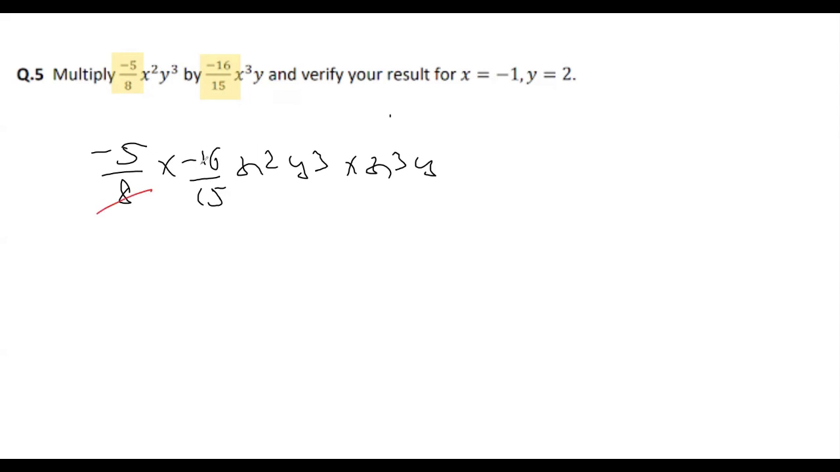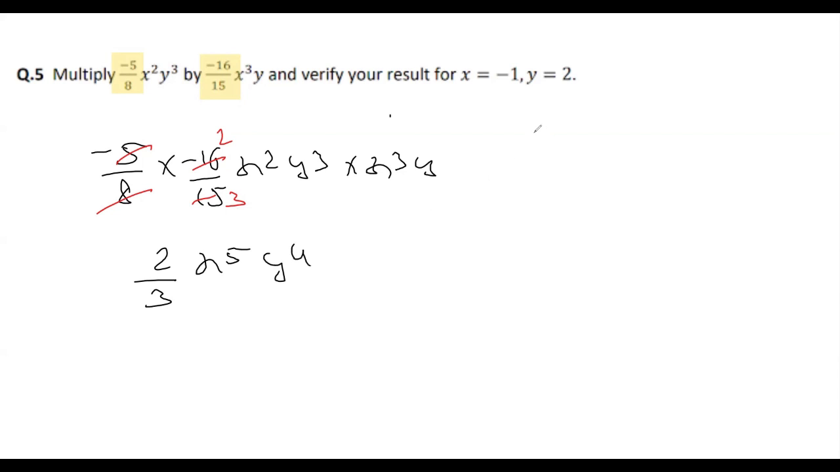Now here we can reduce this number. As you can see, this is divisible by 2 times, 3 1 times, and 3 3 times. So we'll get what? This is minus multiplied by minus is plus. So we'll have positive 2 here divided by 3 over here. And x square multiplied by x cube will give you x power 5. And y cube multiplied by y is y raised to the power 4.